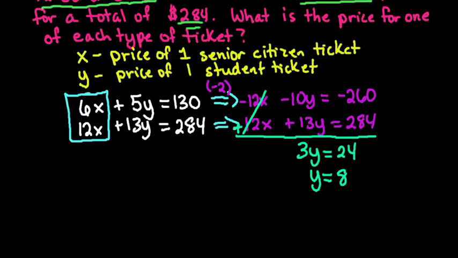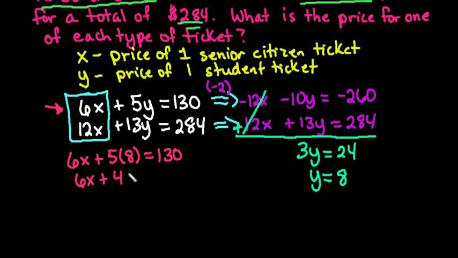Now remember, we have two variables that we have to find. So we want to take y equals 8 and plug it back into either equation. It doesn't matter. I'm going to plug it into the first equation just because 6 is smaller than 12. So I'm going to keep this 6x plus 5, and I'm going to replace the y with 8. And now we would simply solve this equation that only has one variable, which is easier to work with. So we would have 6x plus 40 equals 130.